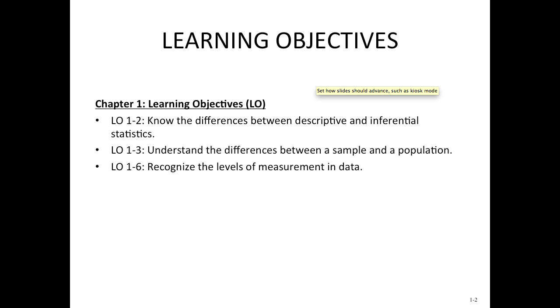So these are the main learning objectives coming from Chapter 1 that you'll be responsible for. Know the difference between descriptive and inferential statistics, meaning be able to, if given a scenario, choose which is which. Understand the differences between a sample and a population, and recognize levels of measurement. And when you come to a question about levels of measurement, make sure that you're paying attention that it says levels of measurement, and that when talking about levels of measurement, we're specifically talking about nominal, ordinal, interval, and ratio.